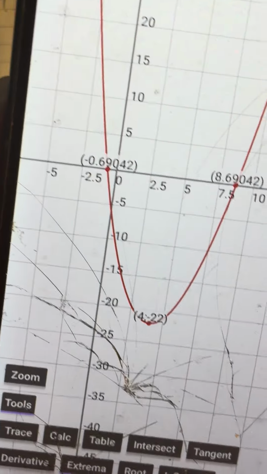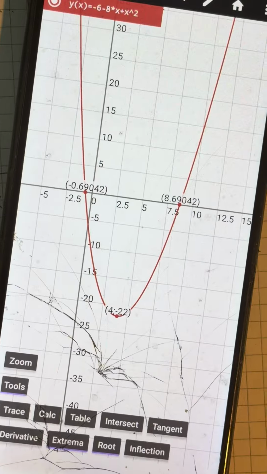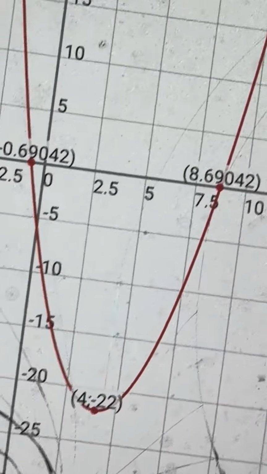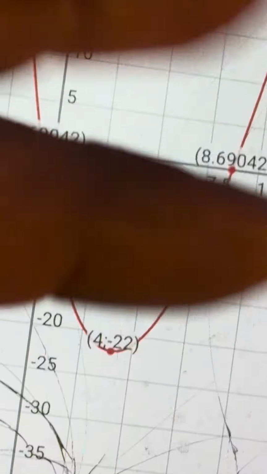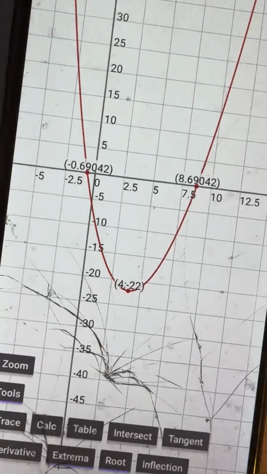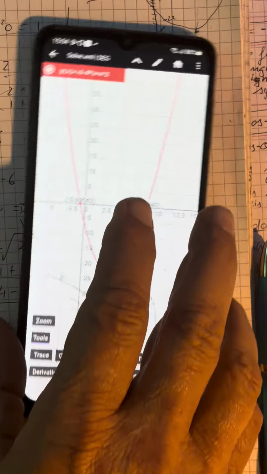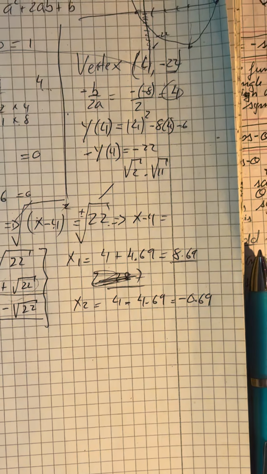Okay, so that's it. That's it for this problem. That's finding the perfect square.